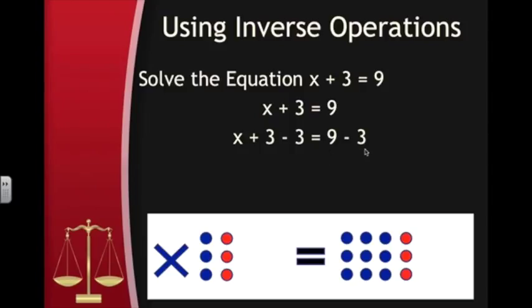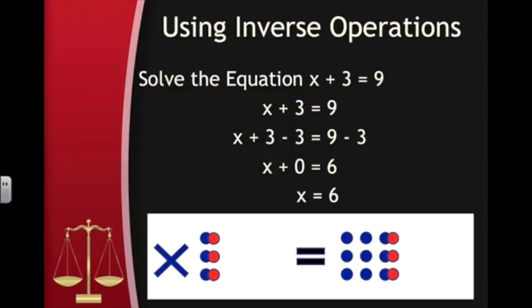We'll let each of the red circles represent minus 1. Notice that the minus 3 cancels out the plus 3 on the left side. But it also cancels out 3 of the 9 that are on the right side. This gives us our result, x equals 6.